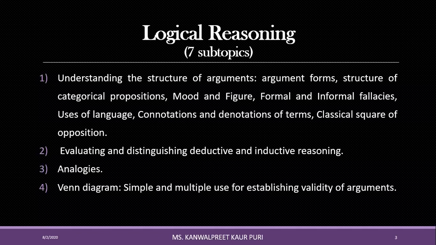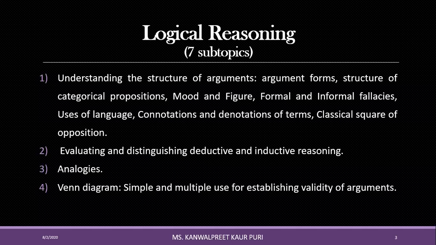Under arguments, we have argument forms, structure of categorical propositions, that is A, E, I, O. We have a total of 4 categorical propositions. Universal affirmative is A, universal negative is E, particular affirmative is I, and particular negative is O. So you need to study all this. Mood and figure, formal and informal fallacies have been recently added to the syllabus.